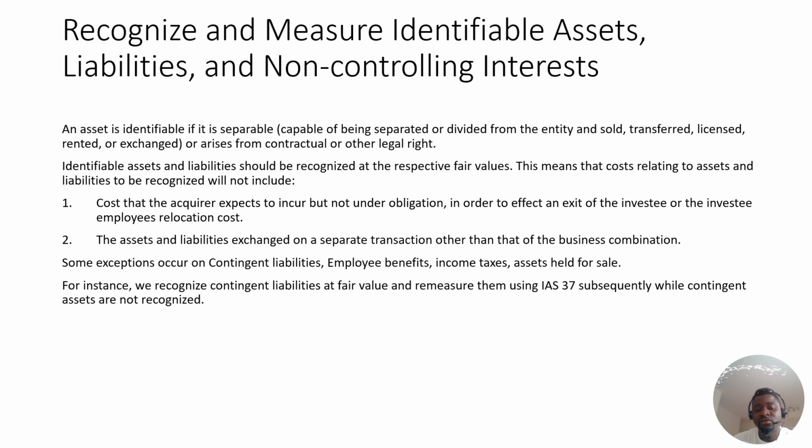We have exceptions on contingent liabilities, employee benefit, for instance, which negates what I said earlier on, that you have expectation but not obligation. But in cases of employee benefits, which is under, I think, IAS 19. So if you want to look at this critically, go and watch my video on IAS 19 employee benefits, so that you can understand that in detail. Income taxes, asset held for sale, IFRS 5. So all those things are exceptions to the rule.